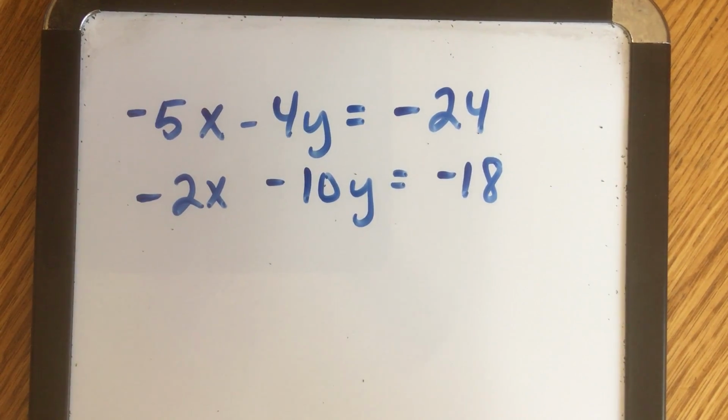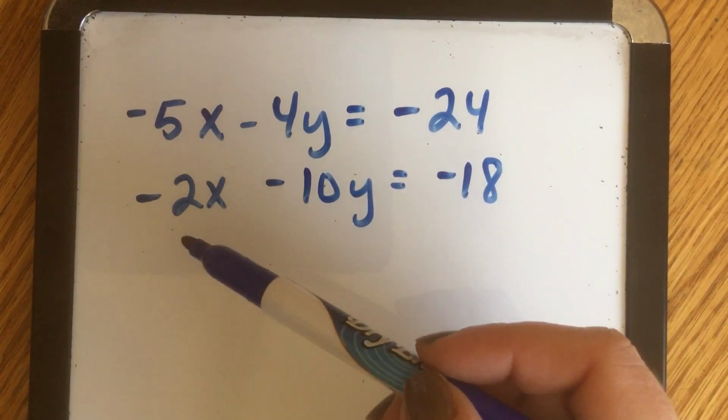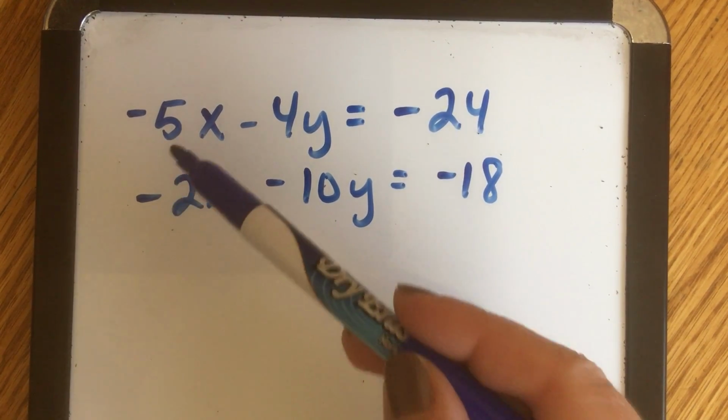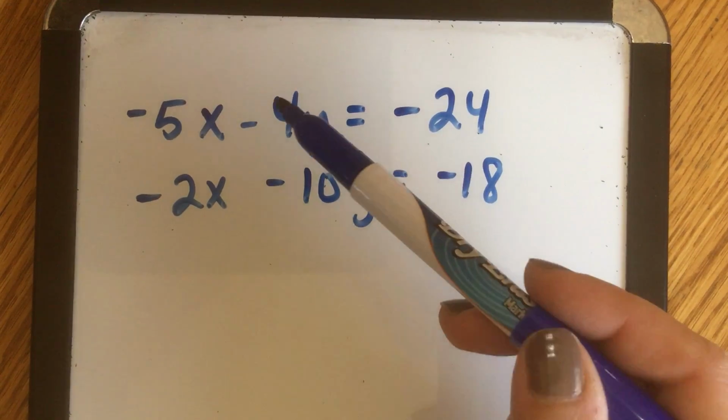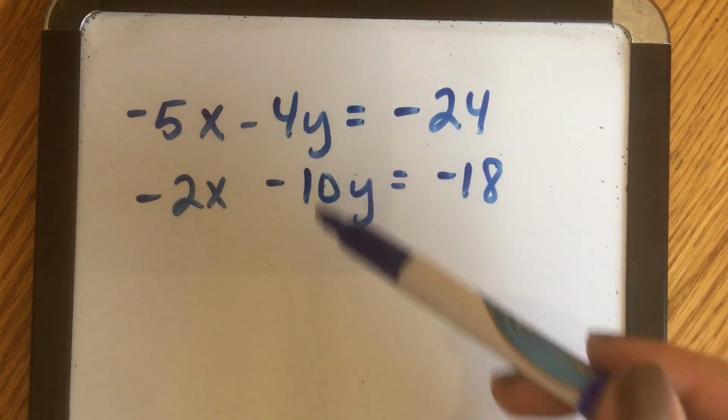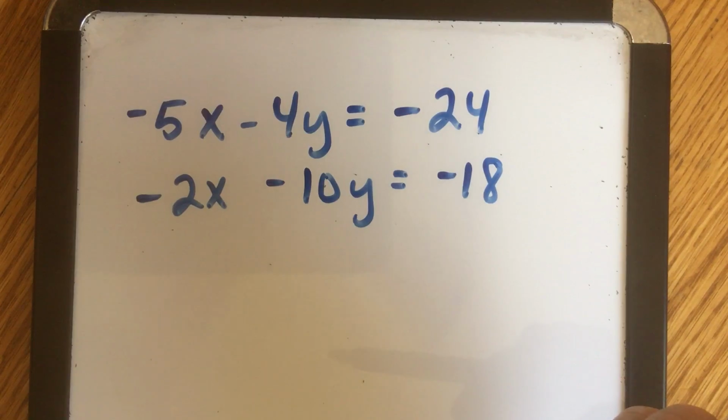Okay, in this video, I'm going to show you how to solve a system with elimination when you have to multiply both equations by a number. So if you look here, I can't multiply 2 by anything to get to 5 to get my x's to cancel out, and I can't multiply the 4 by anything to get to 10 to get my y's to cancel out. So I need to multiply both equations by something.